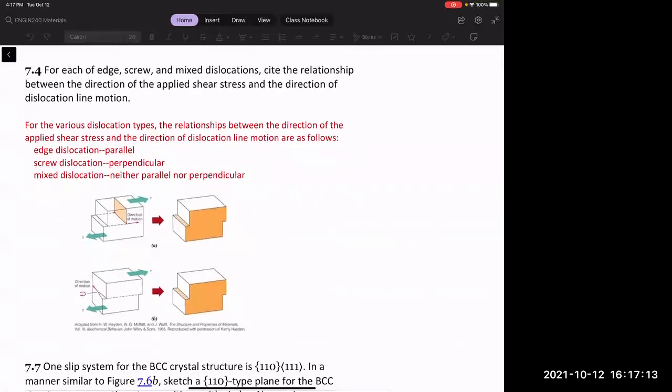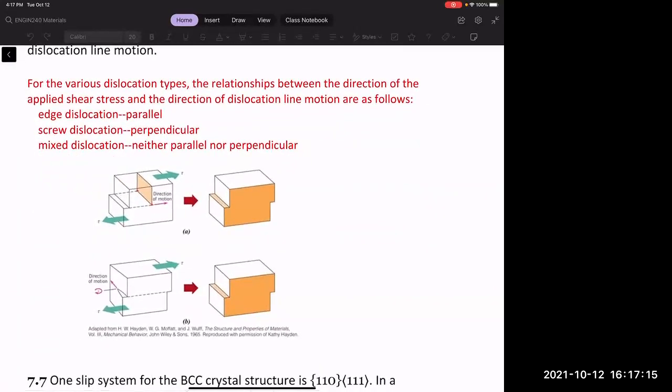Here are pictures of these two different dislocations. On top is the edge dislocation, and at the bottom is the screw dislocation. The difference is that the shear stress is the green one, the tau, and the direction of motion is the red arrow. The dislocation always moves to the right. However, the shear stress might go horizontally, parallel to the direction of motion.